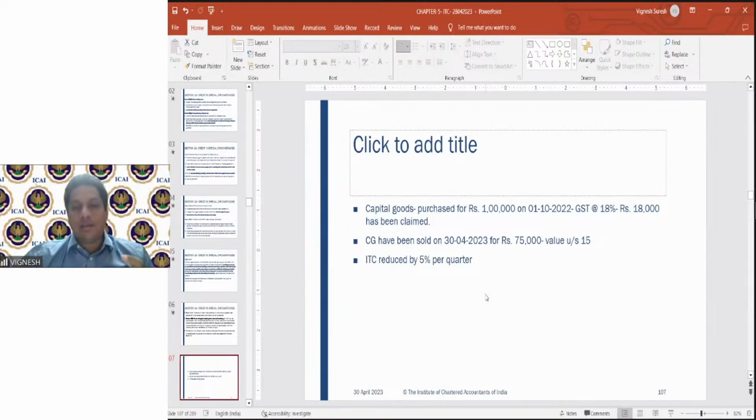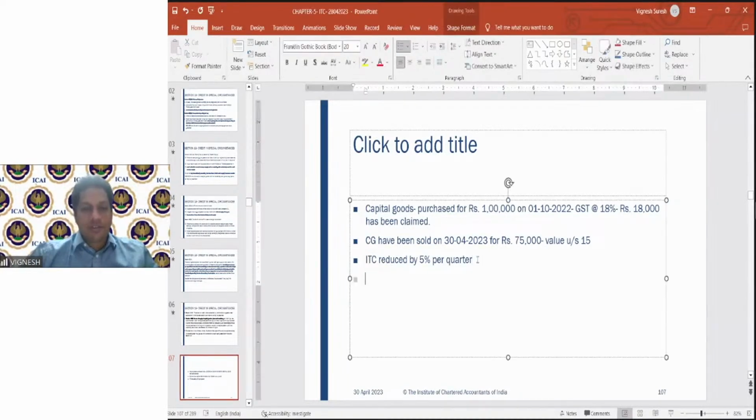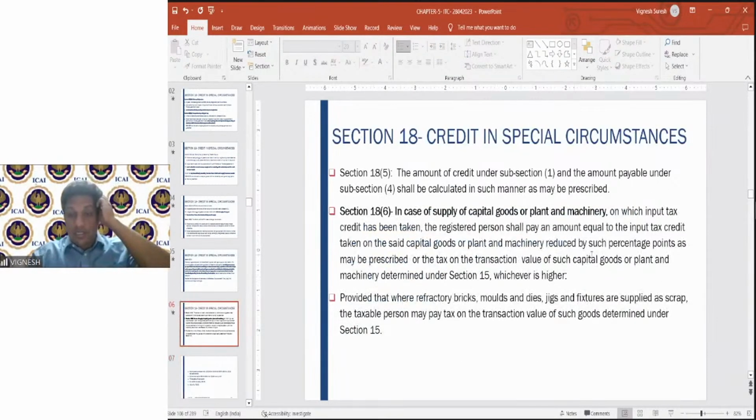You have to compare that figure with 18% of rupees 75,000. So two options. The first one is rupees 18,000 reduced by 15%. Please calculate and see how much is coming. Take 15% of 18,000 and reduce it from 18,000. What is the value? Or 18% of rupees 75,000, because that is the transaction value. That is what is in 18 subsection 6. Whichever is higher, you have to take, right?